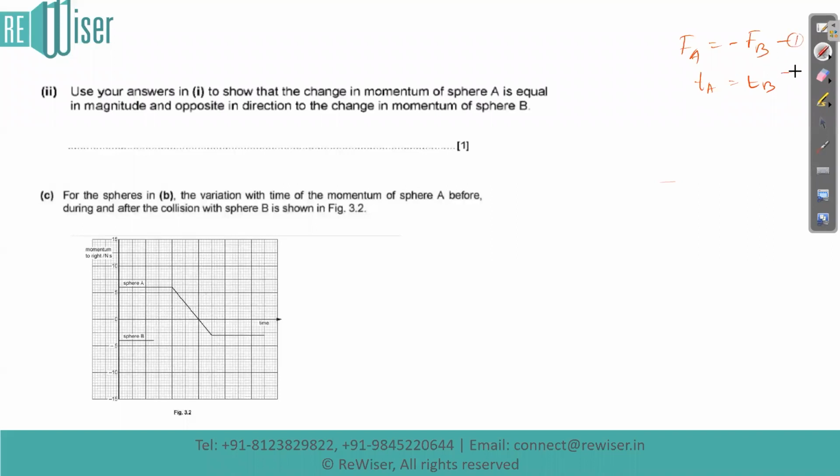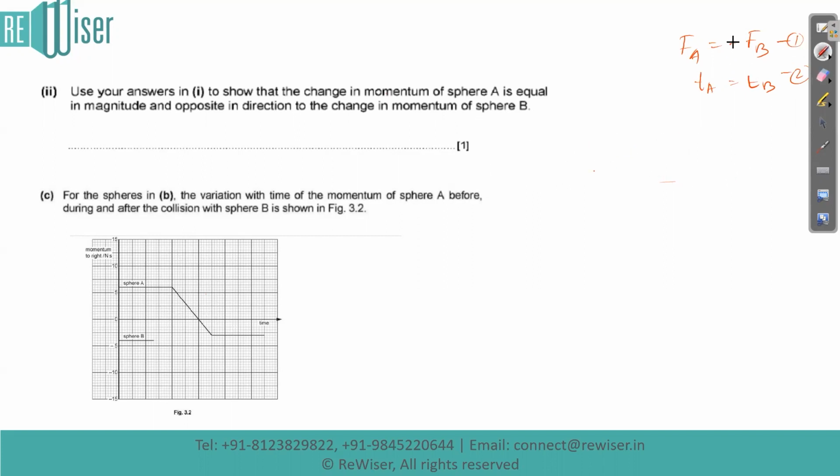Now I have equation 1 and equation 2. They are saying to use your answer from 1 to show that the change in momentum of sphere A is equal in magnitude and opposite in direction to the change in momentum of sphere B. Basically, the momentum change in sphere A is equal and opposite to sphere B.